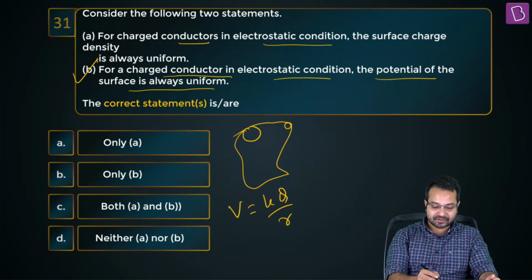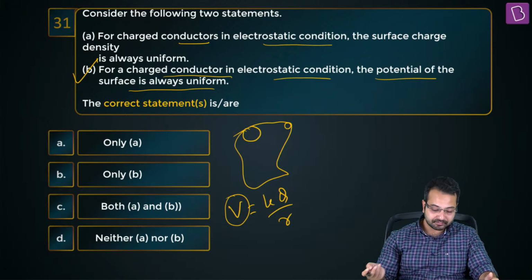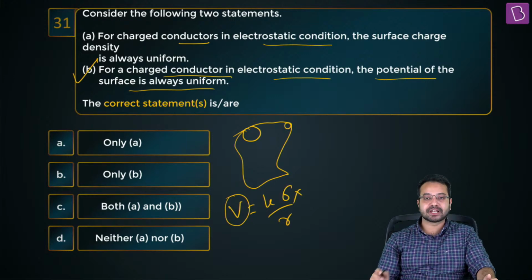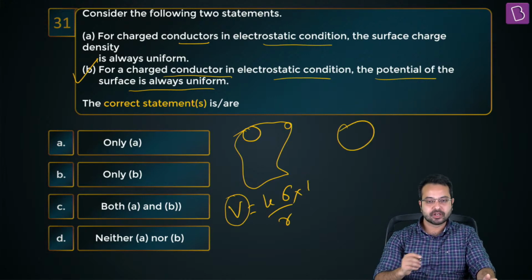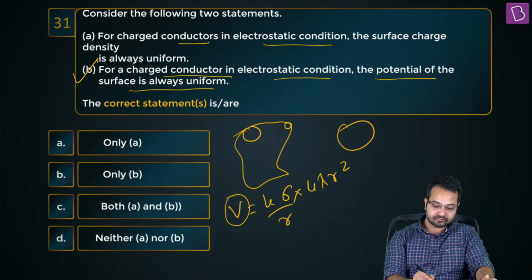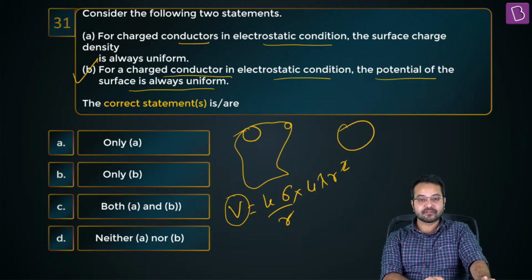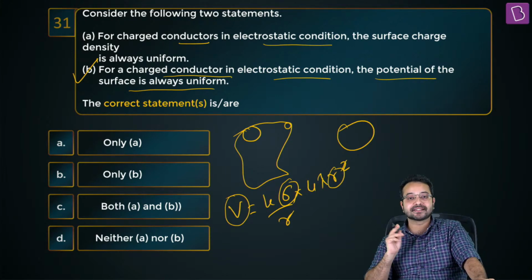So in this situation, if the potential is a constant, then what will happen? What is charge density? Q we can write as the charge density multiplied by the area. Let's say we are talking about a sphere, so the area is going to be 4 pi r square. Is that correct? So if the potential is a constant, then surface charge density will be a function of r.